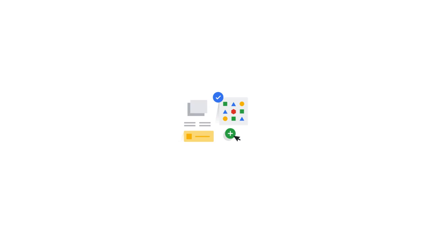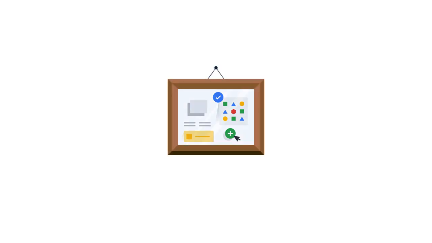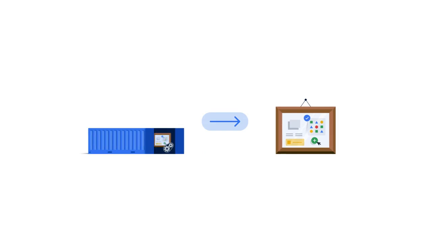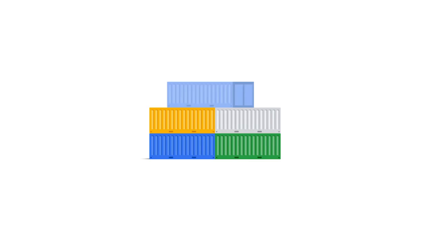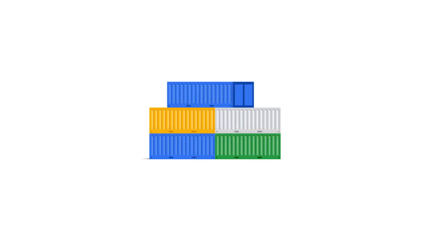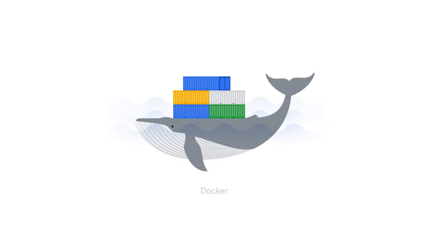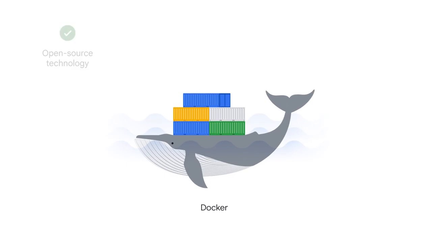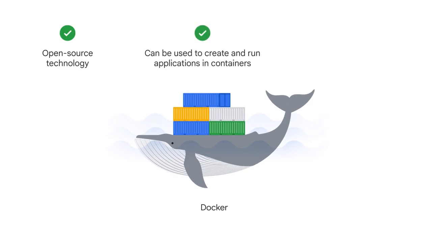An application and its dependencies are called an image, and a container is simply a running instance of an image. By building software into container images, developers can package and ship an application without worrying about the system it will run on. But to build and run container images, you need software. One option is Docker. Although this open source technology can be used to create and run applications in containers, it doesn't offer a way to orchestrate those applications at scale like Kubernetes does.